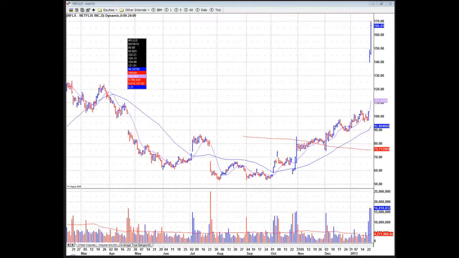Is there a distinction between a buyable gap up due to an earnings report versus not? No, there is no distinction. A lot of times a buyable gap up is caused by an earnings report.